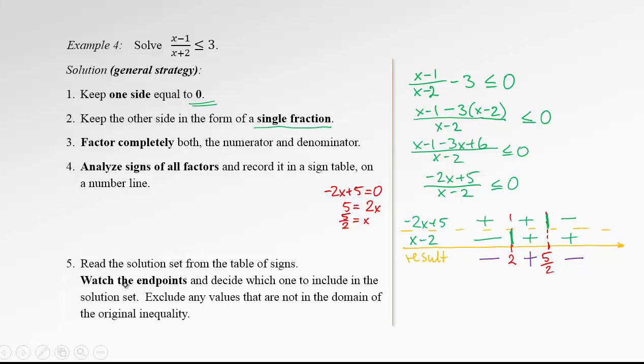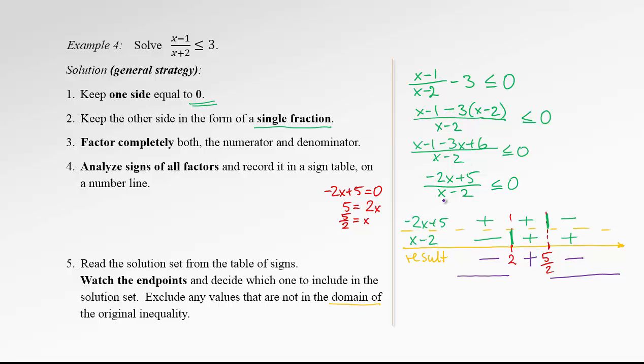So we are going to read the solution set from the table of signs. How to read this? Let's go back to the inequality to check again what it is that we look for. Well, the left-hand side, this quotient, needs to be smaller or equal than 0. So we're choosing the x values that will make the overall quotient negative or 0. We see the negative section here and over there. We also need to watch the endpoints. Always check the endpoints. Decide which one to include in the solution set. Make sure to exclude any values that are not in the domain of the original inequality. So watch for the domain.